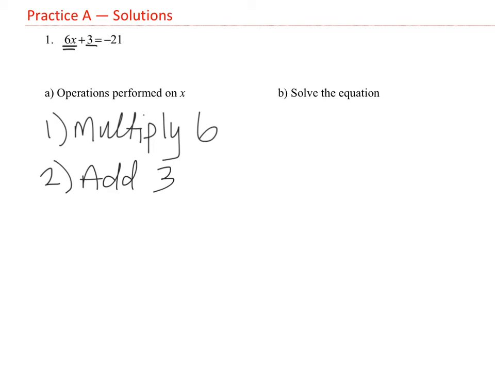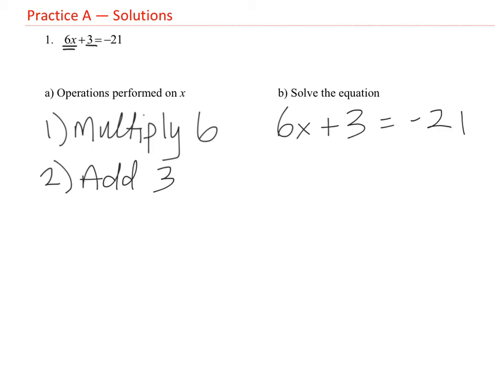So now that we've identified that those are the operations that are taking place, we're ready to solve this equation by undoing those operations. So let's get the equation written down over here. Alright, there we go. 6x plus 3 equals negative 21. Let's go ahead and solve this equation. In order to solve this equation, we're going to have to undo the operations that are taking place on the left side in order to get x by itself.